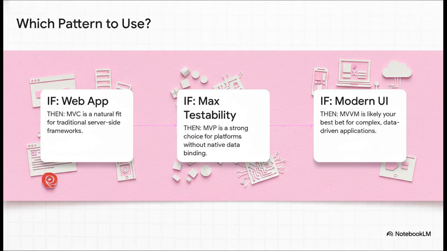If you're building a pretty standard website with a framework like Ruby on Rails, MVC is a fantastic and natural choice. If you're working on an app where unit testing is the absolute top priority and you don't have fancy data binding, MVP is a really strong option. But for most complex, modern apps you'll build today on web, mobile, or desktop, MVVM is probably going to be your best friend, especially if your framework supports data binding out of the box.